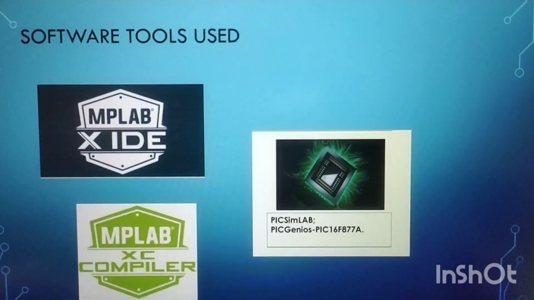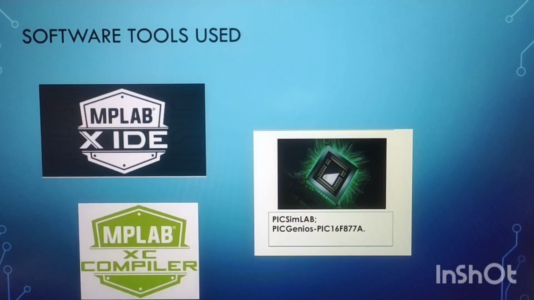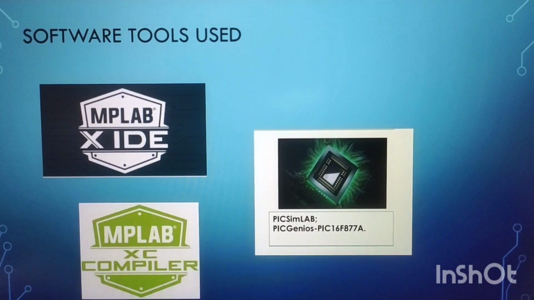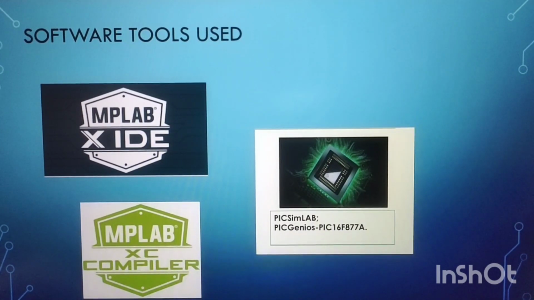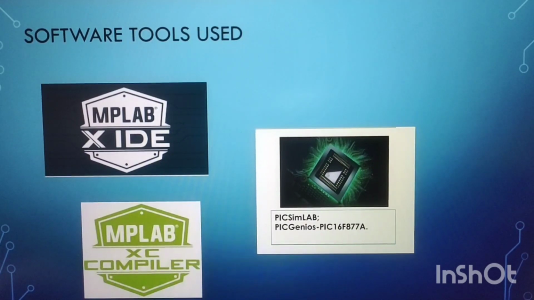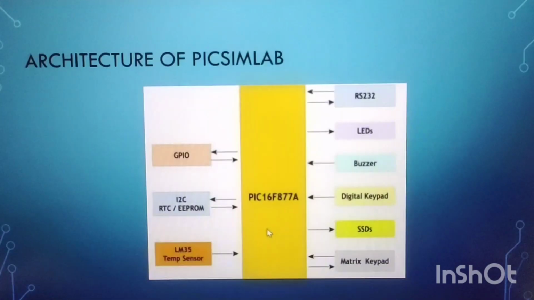We can go to the next slide. The software tools we used to do the project are MPLAB X IDE, and the MPLAB XC compiler also we have used, and PiximLab with PIC 16F877A. This is the IC pin number.